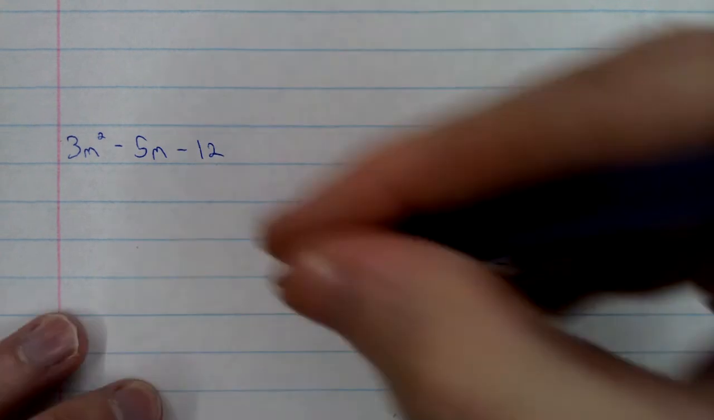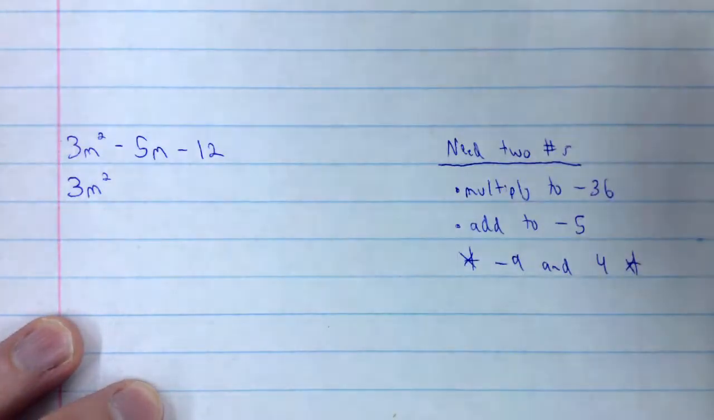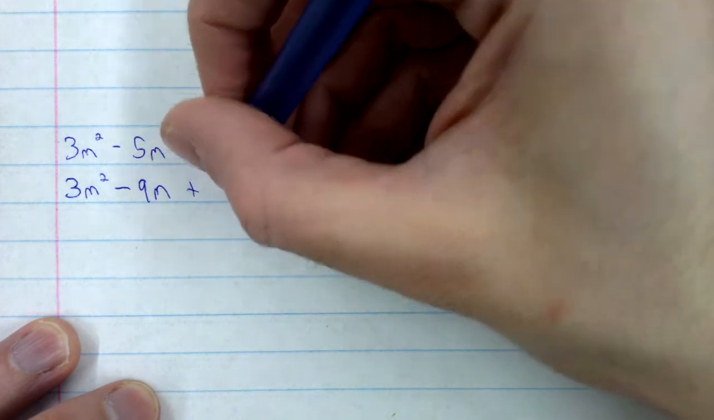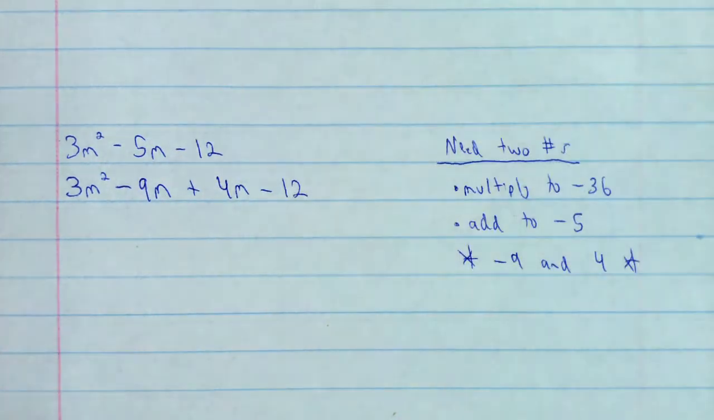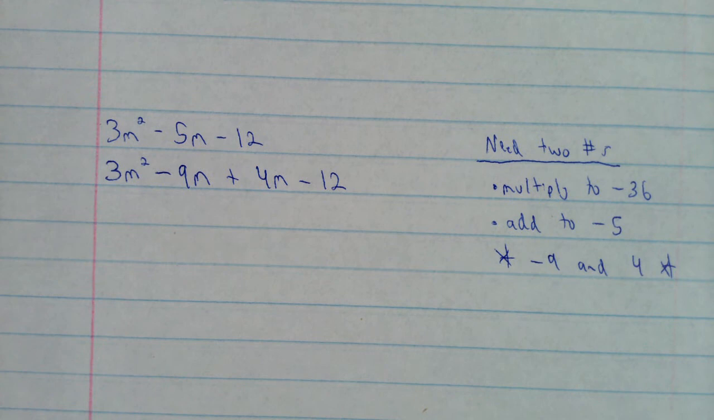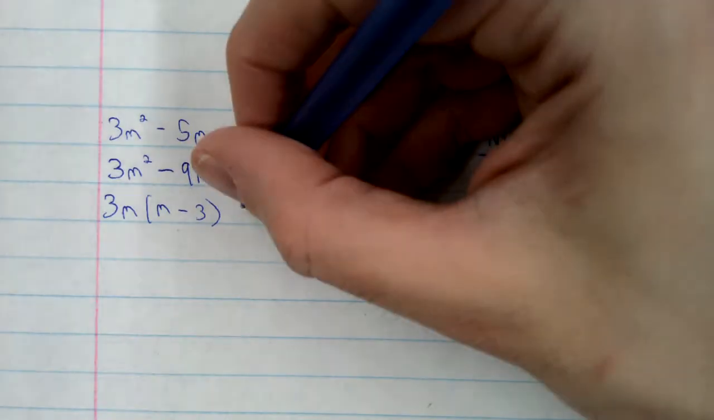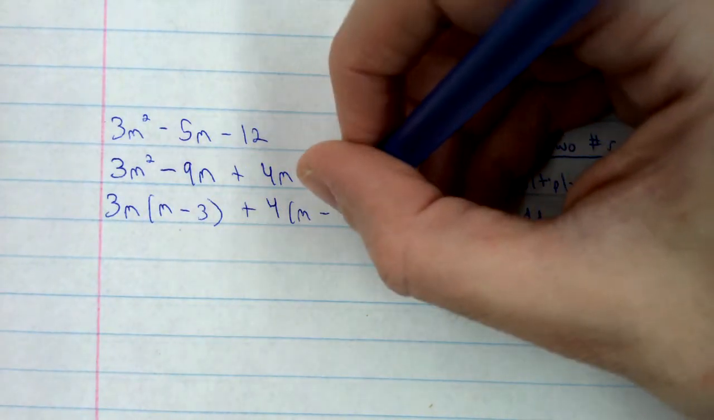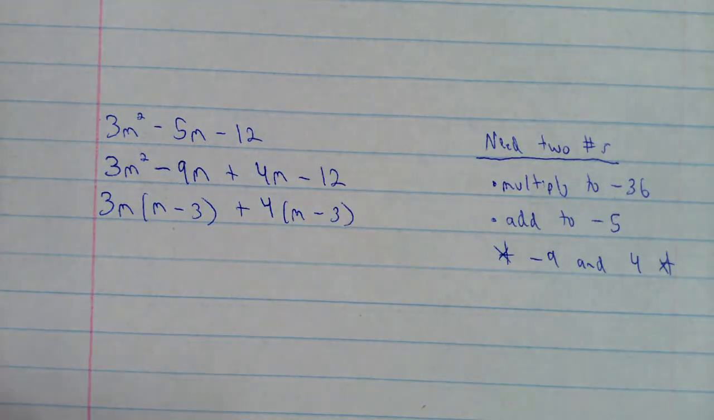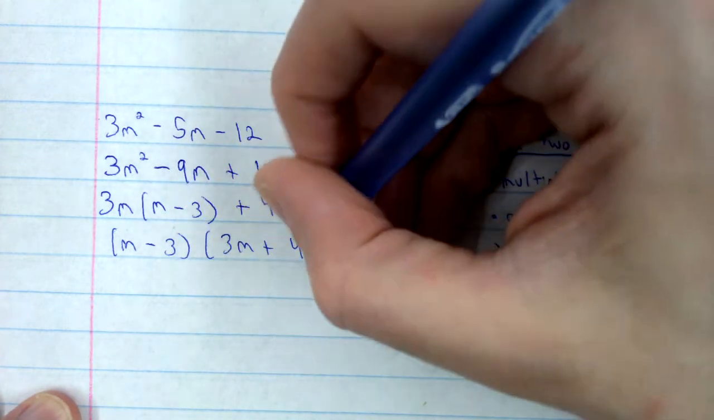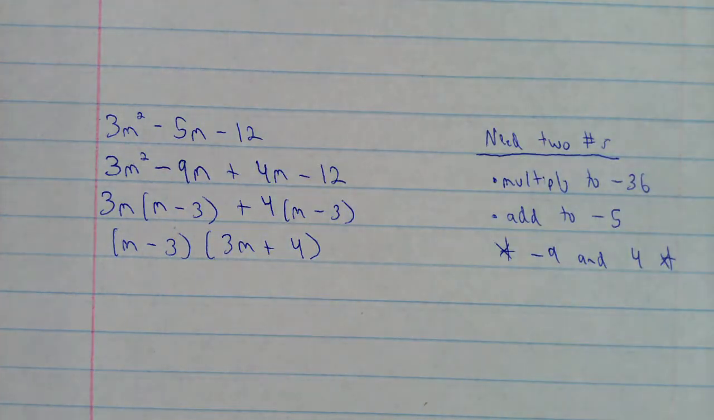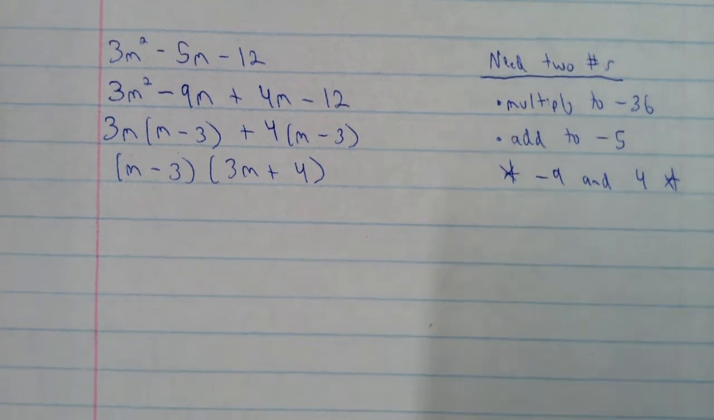So rewrite the middle term as negative 9m plus 4m. Factoring by grouping time, the first group has a GCF of 3m, which leaves you with m minus 3 in parentheses. And the second group has a GCF of 4, which leaves you with m minus 3 in parentheses. Factor out the parentheses, and then everything else comes in the second set of parentheses. Okay, so m minus 3 times 3m plus 4.